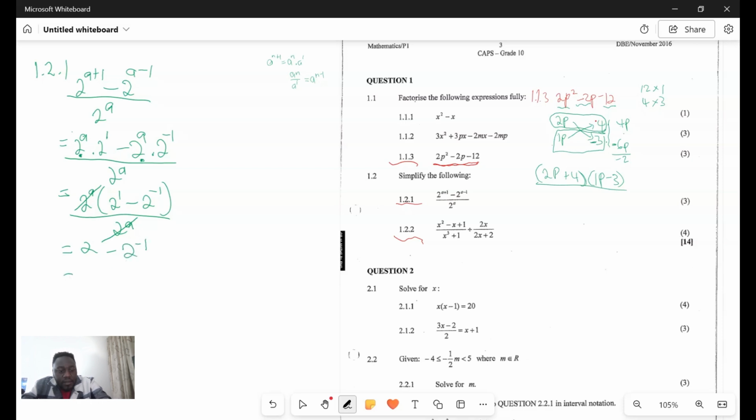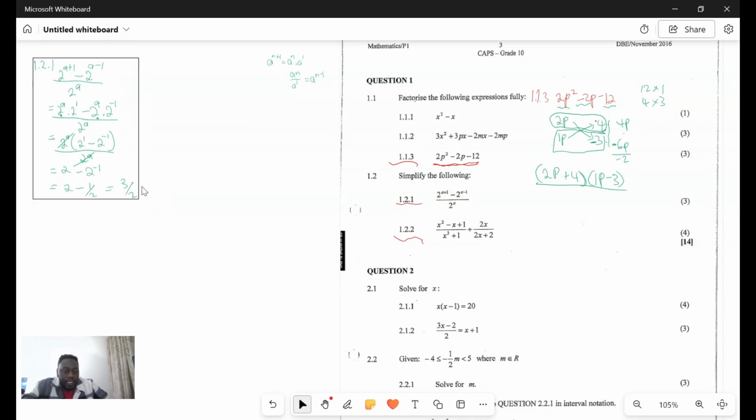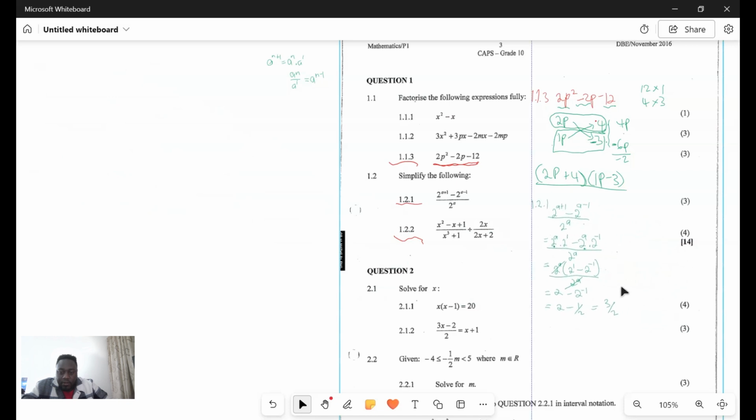So when you have something like this, it's just 2 minus 2 to the power of negative 1, which is just 2 minus 1 over 2, which will give you an answer of 3 over 2. I hope you understand this well. Then let me try to place it here. If you don't understand, just comment on the video, and then I'll get back to you.